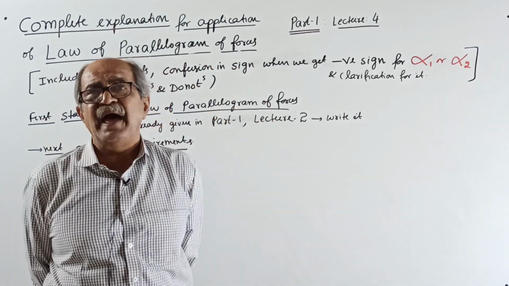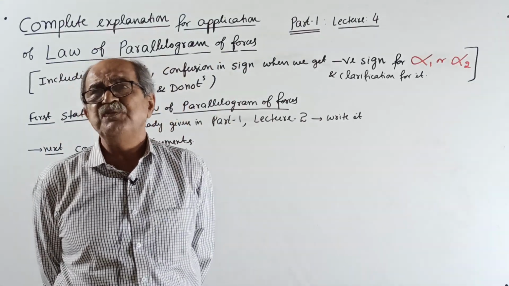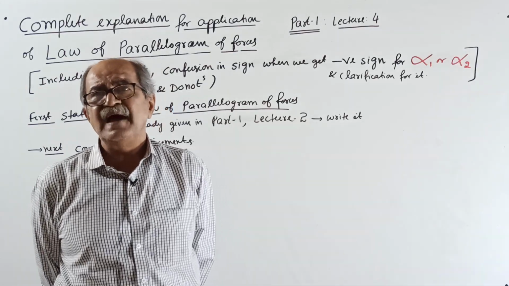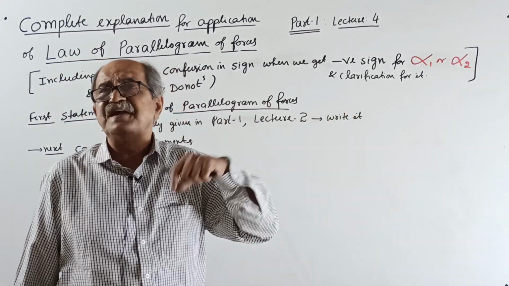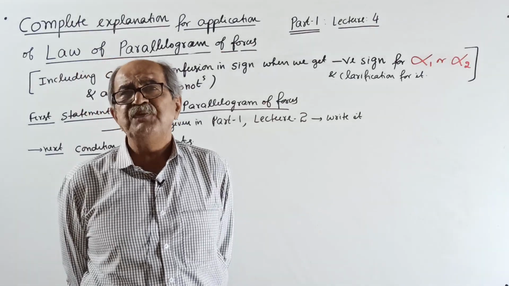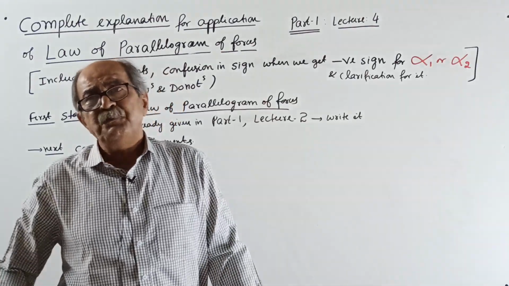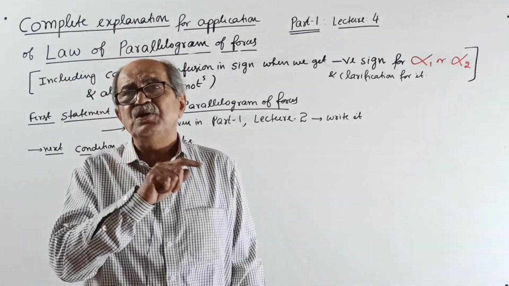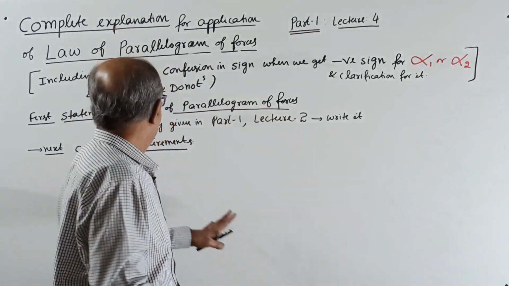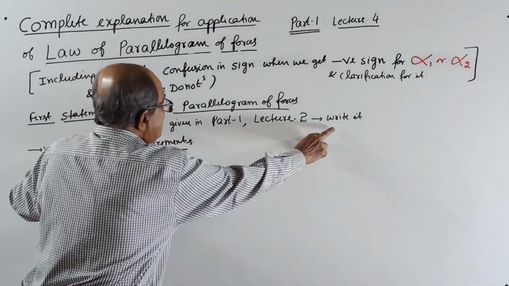Let alpha 1 be the angle made by the resultant with the force P1. Alpha 1 equals tan inverse of P2 sin theta divided by P1 plus P2 cos theta, and alpha 2 equals tan inverse of P1 sin theta divided by P2 plus P1 cos theta. This I have already told. Already given, write it.